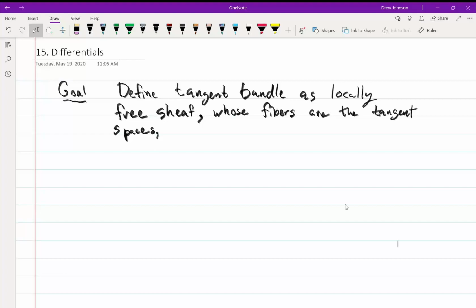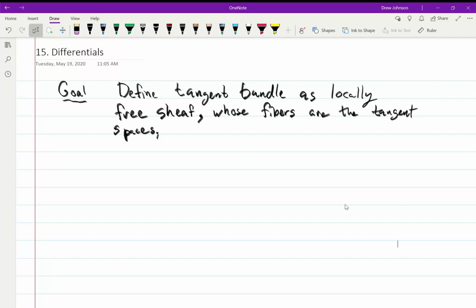Okay, so we're moving on to chapter 15, differentials. Our goal in this chapter is to define the tangent bundle as a locally free sheaf, or in other words, a vector bundle. And the fibers of this vector bundle will be the tangent spaces. So this is going to be a way to put all the tangent spaces together into a vector bundle, or a locally free sheaf, is more in our language.